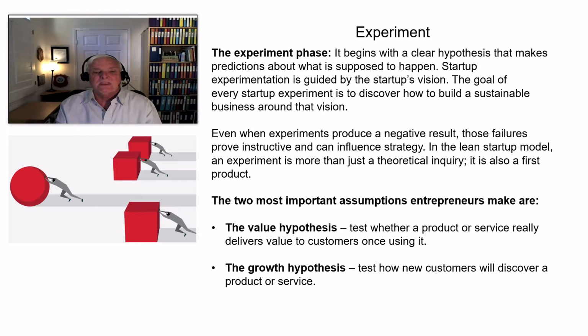So the value hypothesis is to test whether a product or service really delivers value to the customers who are using it. If it isn't providing that value, then your customer base isn't going to be there. So that's a go, no-go decision. If you are running into a problem of we are not providing value to our customer, then the pivot's got to be, how do we make that happen? How do we create that? And then the growth hypothesis is to test how new customers will discover a product or service. How is it that we get new customers? How will they see this?